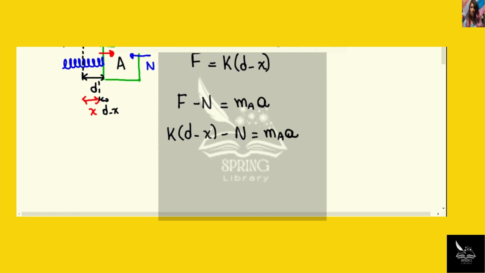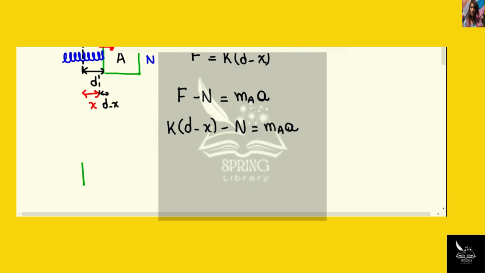Okay, so now let's draw the free body diagram on block B. So this here is block B. And the only force acting on block B is the force that block A exerts on block B. Now, according to Newton's third law, this force must be equal to the force that block B exerts on block A. So we have that N is equal to MB times A, since the acceleration of block A and B are the same when they are not separated.